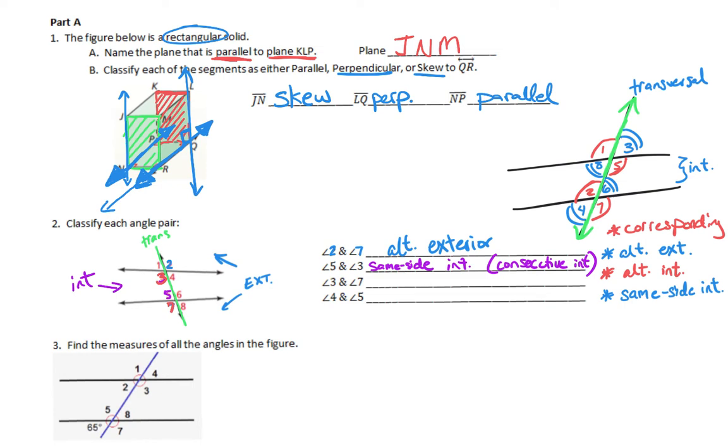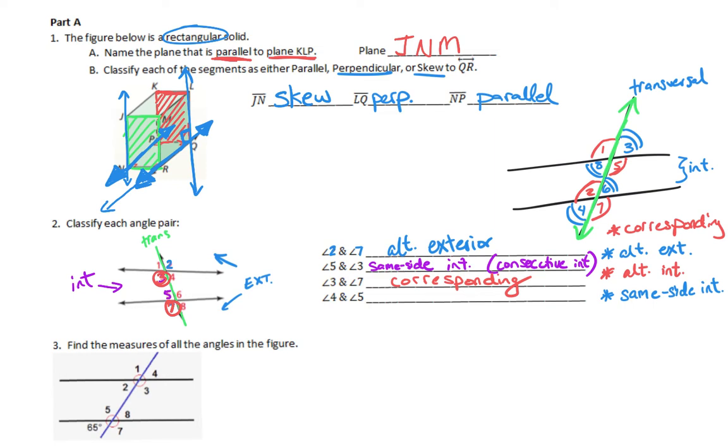Angle 3 is in the bottom left of its group. Angle 7 is in the bottom left of its group. So we would call those corresponding angles. They correspond with each other. That's my favorite type. What's your favorite type?